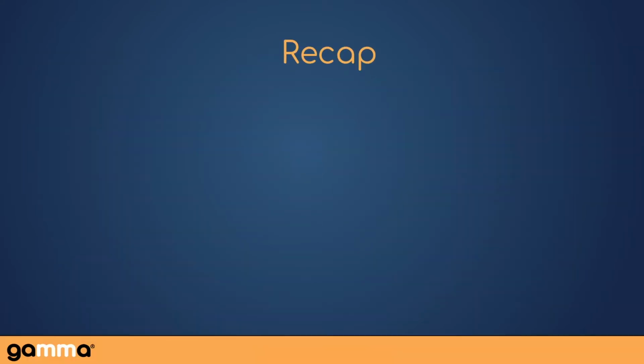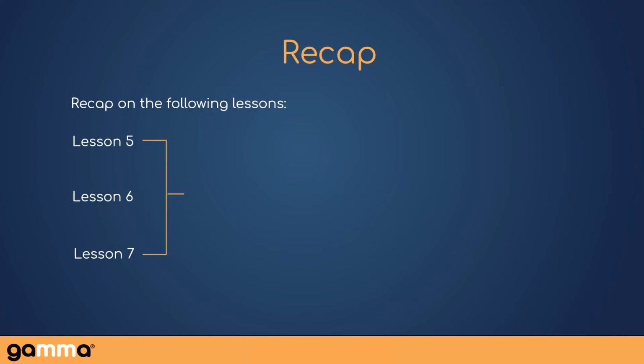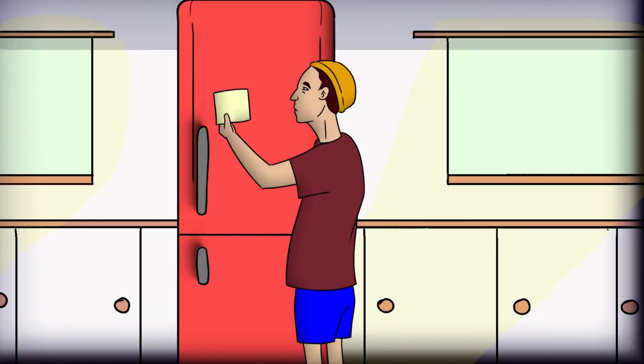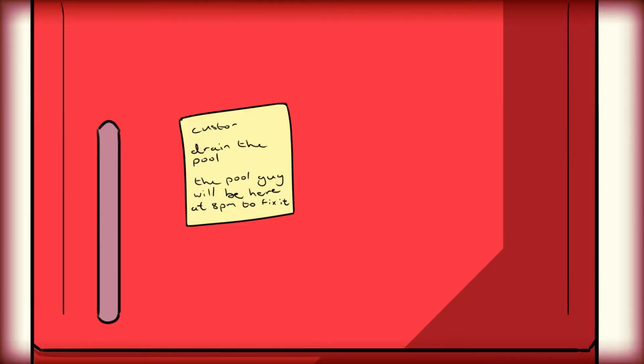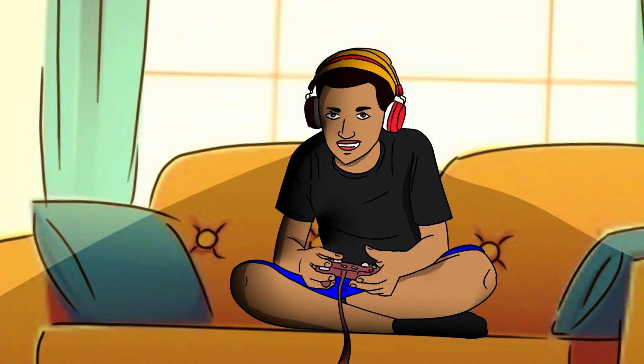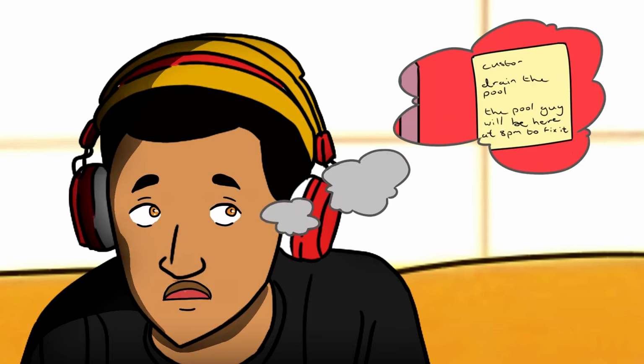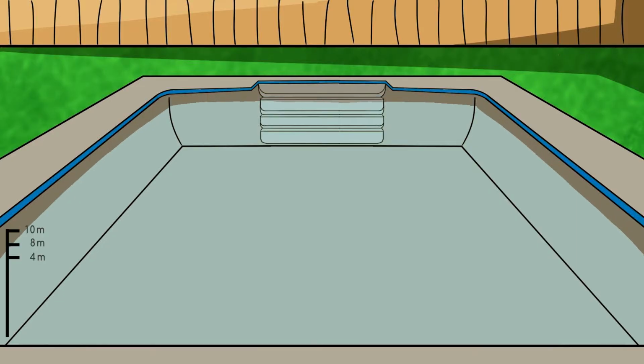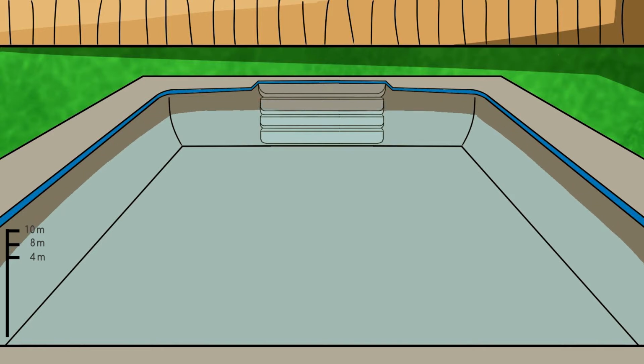So for this lesson, you need to recap on the following previous lessons: lesson 5, lesson 6, and lesson 7, which are on factorization. At 8 a.m., Custer's mom left him a note to drain the water out of the pool because the pool guy is coming at 8 p.m. to fix the pool. So Custer decides to play his video game first. At 12 p.m., Custer remembers the note and starts draining the pool, which was initially 10 meters full. At 2 p.m., he checks the pool and it's 8 meters full. At 6 p.m., it was 4 meters. So the question is, will the pool be empty when the pool guy gets there?